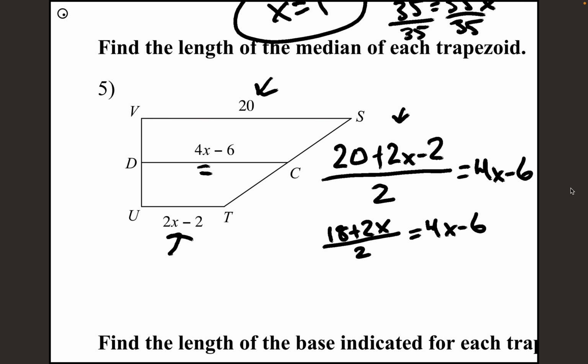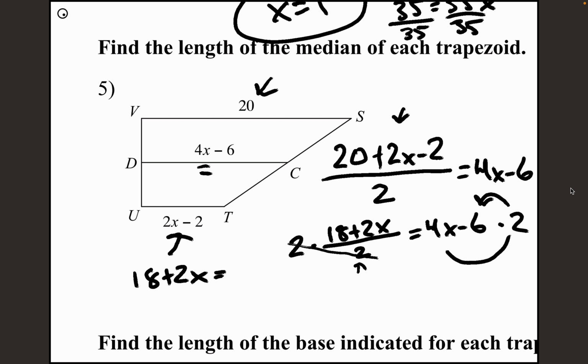Now, in this one, I have an x on top. When that happens, how do we get rid of this 2 on the bottom? In order to get rid of the 2, we need to multiply 2 on both sides. So this time our 2's are going to cancel out. So I have 18 plus 2x equals, and then I need to multiply 2 times both values. So 2 times 4x is 8x, minus 6 times 2 is minus 12.